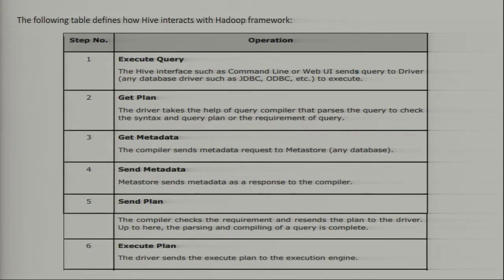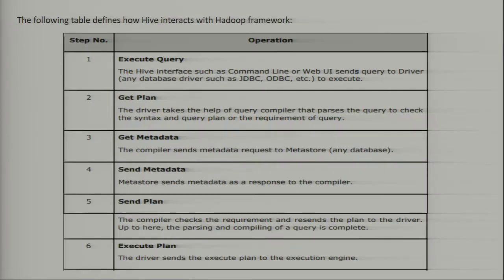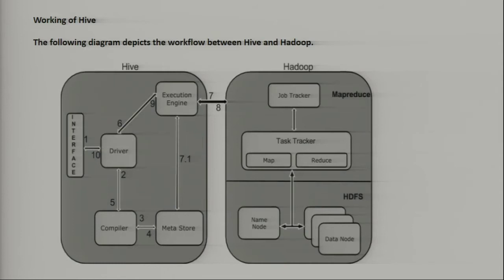Okay, after that we go to the meta store. So, get metadata. The compiler sends a metadata request to the meta store, for any database. So with respect to any database, you are trying to consider that and capture it. That is the third point, where we talk about the compiler to meta store, which is sent, and again it is sent back. That is the fourth step. The meta store sends metadata as a response to the compiler. So that is the third and fourth step. Whichever metadata is required, based on that it will be responding.